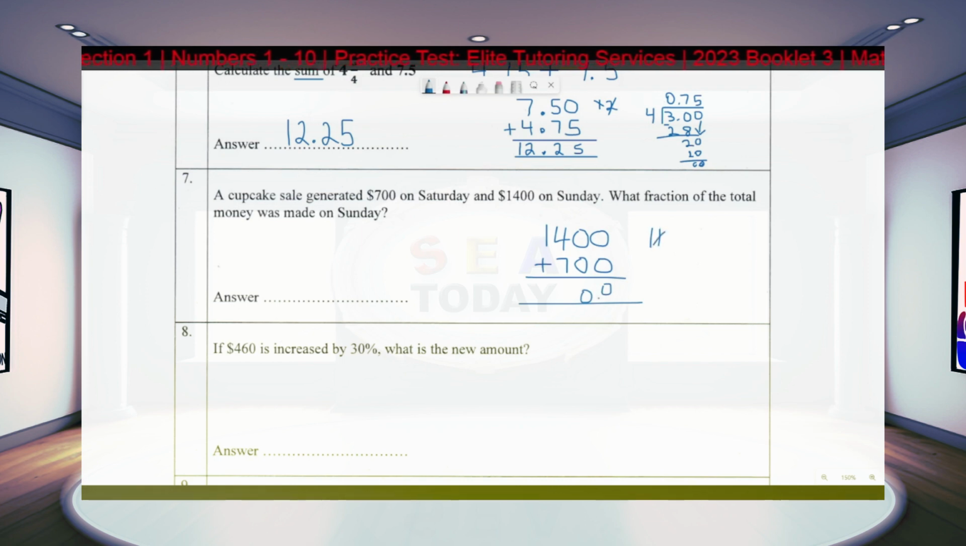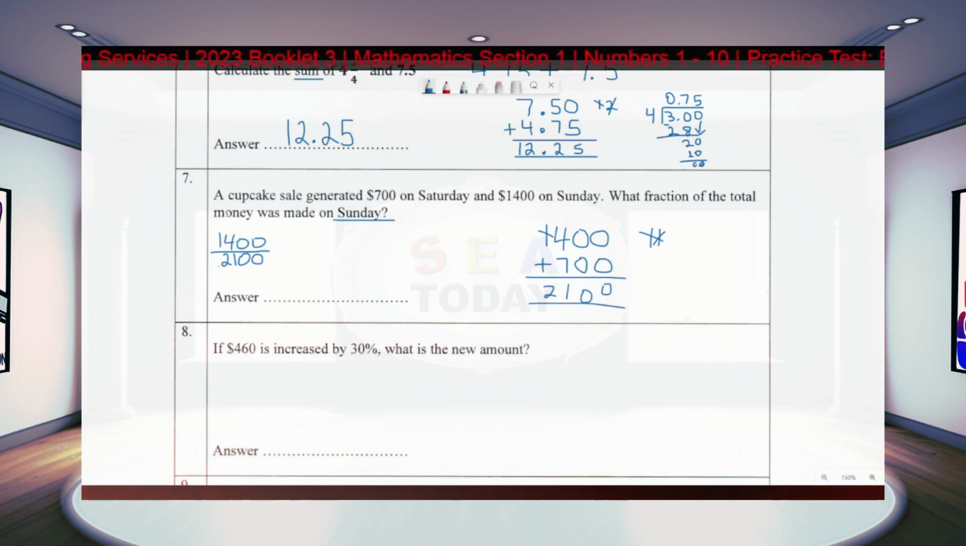7 plus 4 is 11, and we're going to add this 1 to the 1 up here. That's supposed to be a 2, so that'll be 2,100 in total. So that's going to be the denominator in our fraction, because that's the total. And then we want the fraction for Sunday. So Sunday's money is 1,400. So our fraction is now 1,400 over 2,100.